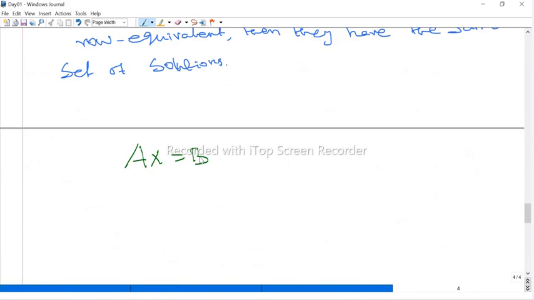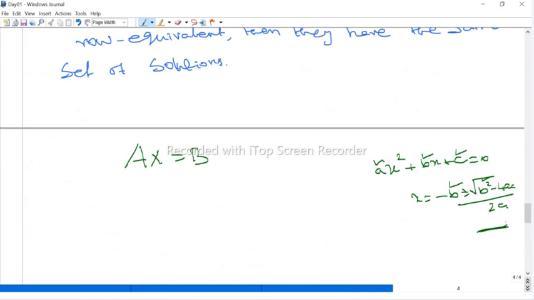Anyway, the solutions are nothing but expressions in terms of the coefficients. If you take the quadratic equation ax² + bx + c = 0, we know the formula for the solution: x = (−b ± √(b² − 4ac)) / 2a. Look at this solution: it involves the coefficients. We use only the coefficients a, b, c to get the solution. So the coefficients are the tool to find the solution.